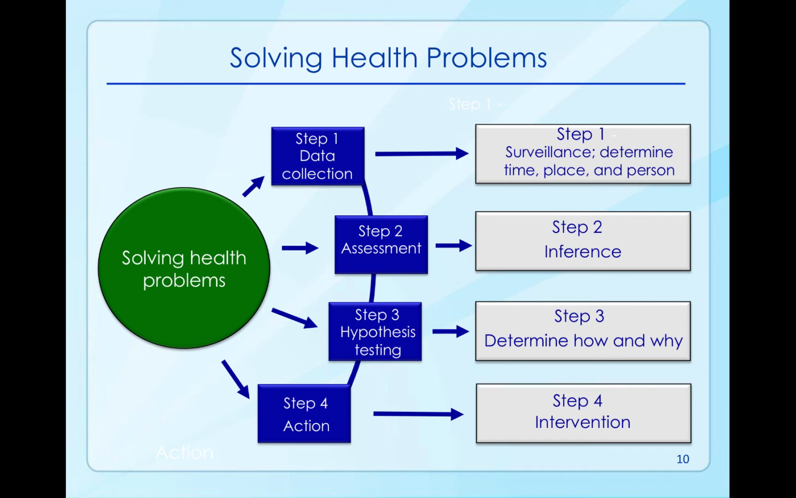So when we're looking at solving health problems, we want epidemiology practitioners to use a four-step scientific approach that includes data collection, assessment, hypothesis testing, and action. When you're using the scientific approach, data is collected and an initial assessment or hypothesis is made. You then test the hypothesis just like you would in any scientific method, and the resulting information is used to come up with a plan of action.